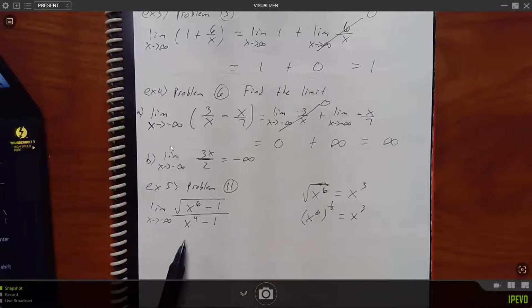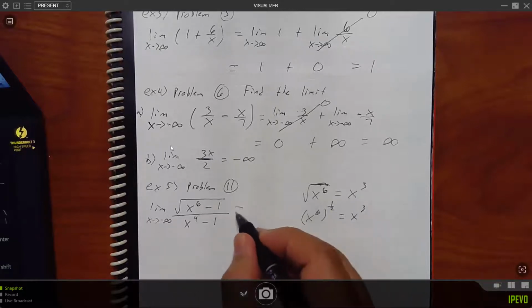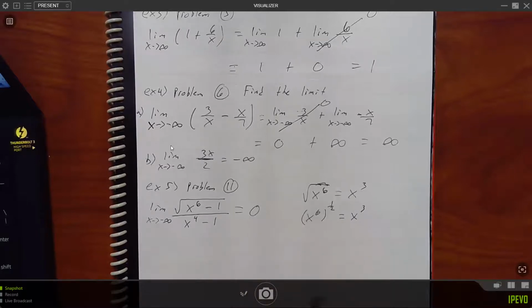Now, if you were to divide everything by the highest power, it will get complicated because you have the root. The thing with this way is a little easier. So this will simply be 0 because this is bigger. So if you see square roots, stop and be careful because it's a little different.